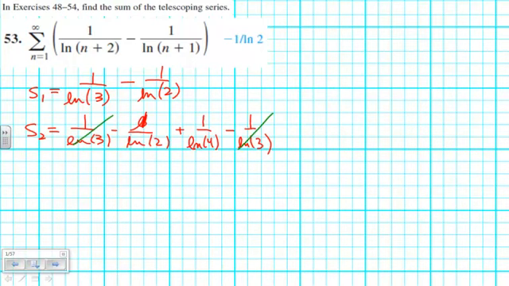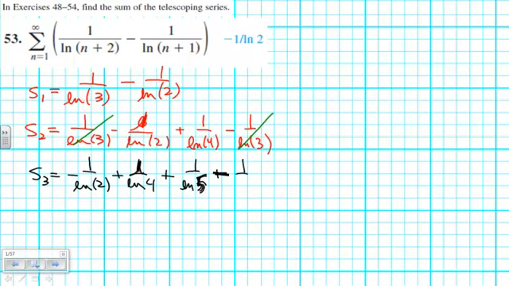Right? What happens if I look at the third partial sum? Well, the third partial sum ends up being negative 1 over the natural log of 2 plus 1 over the natural log of 4 plus, now I'm going to need the third term, 1 over the natural log of 5 minus 1 over the natural log of 4. Oh, so they just keep canceling out.